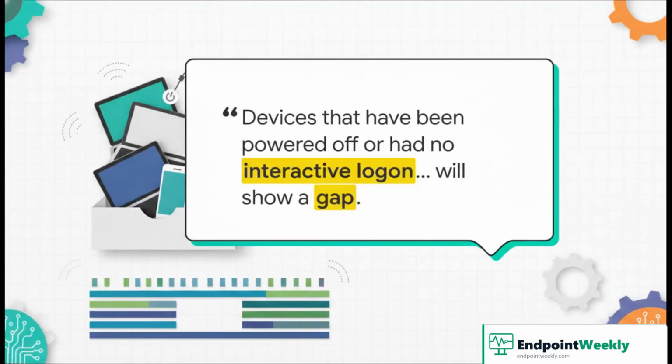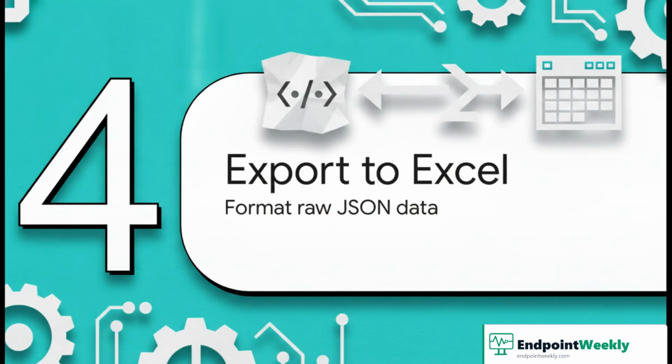Actually, keep this quick warning in mind. Because the detection script runs in the user context, devices without an active sign-in simply won't appear in the results. If a laptop has been sitting in a desk drawer powered off, or if the user hasn't logged in interactively since you assigned the policy, you're going to see a gap in your report. It's super important to understand this so you aren't chasing ghosts when you're trying to match up your total device counts later. Moving right along to Part 4, Exporting to Excel.